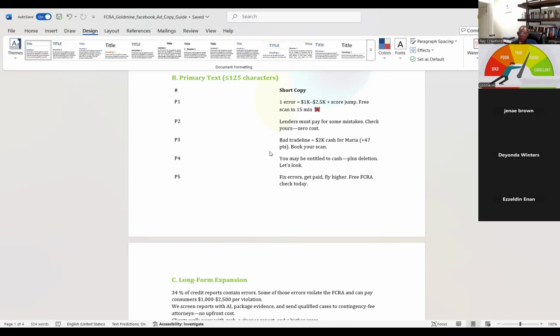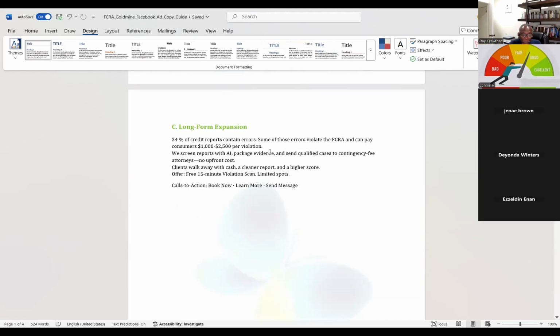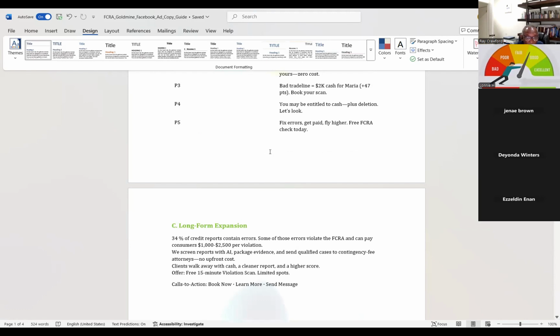And you could easily find out, because if they had a collection with a balance and they told you, hey, I paid that a year ago, then you would say, you know what, if we can get that documentation, I can dispute this, and we could then send it to the attorneys, and this would be an FCRA violation if the credit bureaus did not remove it. And that's another thing. You do not want to come across looking like you're an attorney, but that you work with attorneys. So, get paid, free FCRA check today.